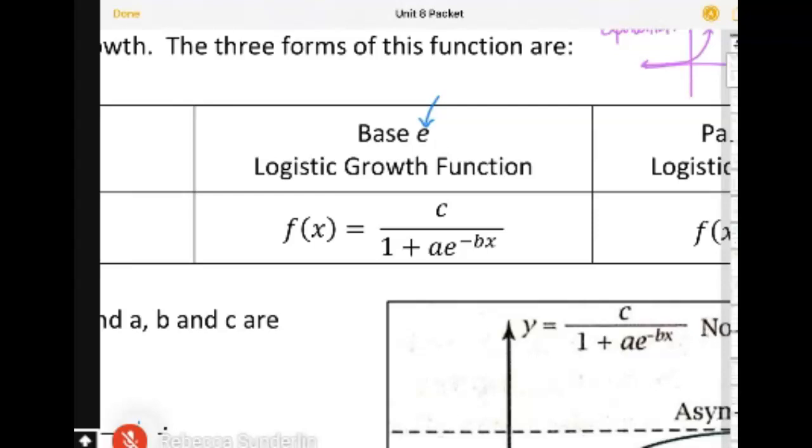Euler's number. Euler obviously discovered it, right? That's why he called it Euler's number. But it's a number that appears many, many times in the natural world.